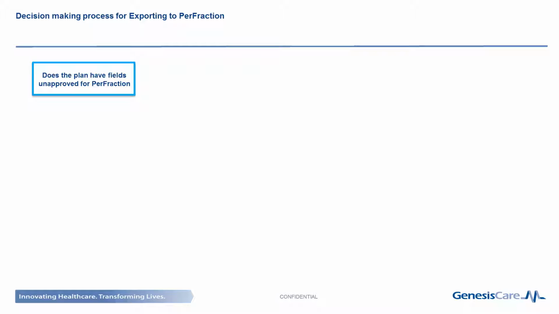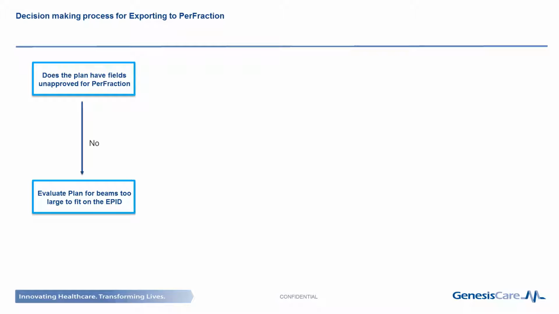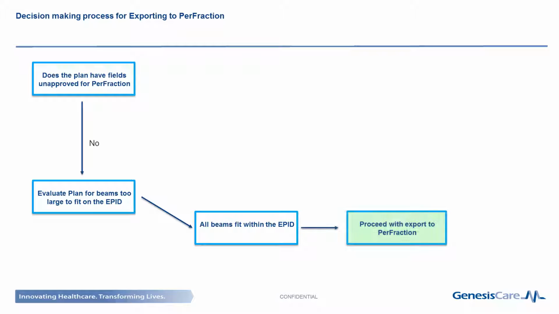The first question we need to ask is, does the plan have fields that are unapproved for PerFraction? If the answer to this question is yes, we need to proceed to ArcCheck and create the Ready for Physics QA QCL from the planning assessment. If the answer is no, the plan needs to be evaluated for field sizes too large to fit on the EPID. If all beams fit within the EPID, the plan can proceed to export to PerFraction.